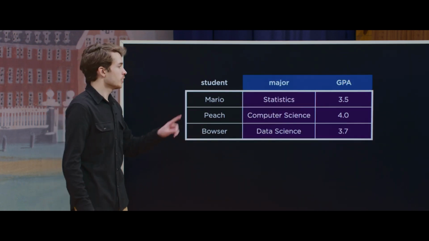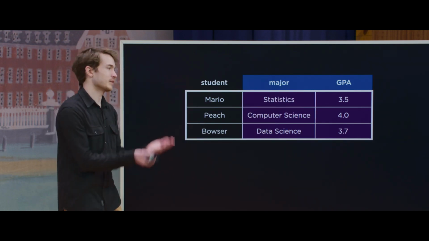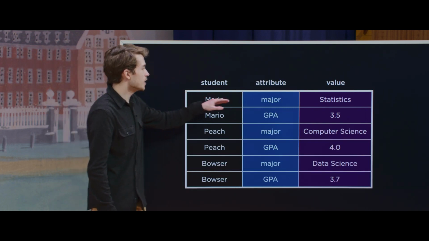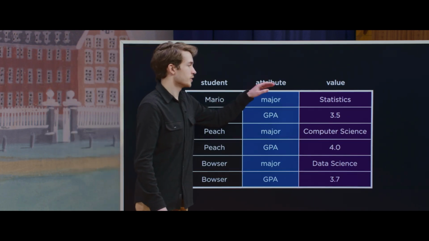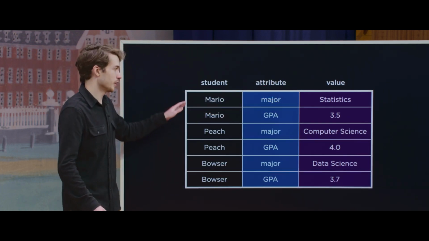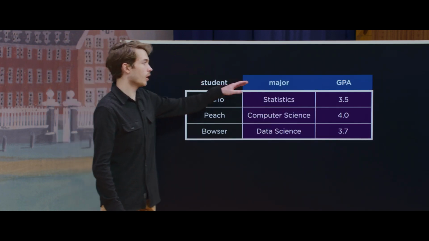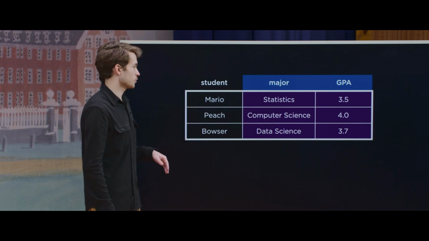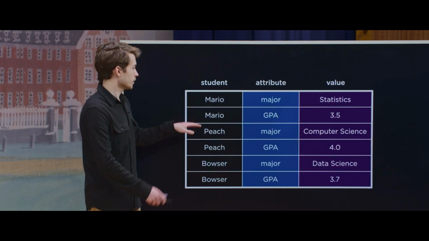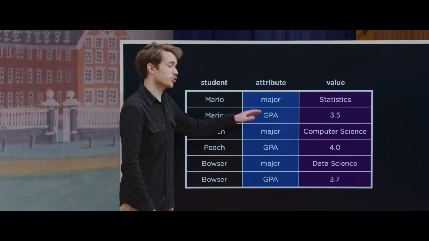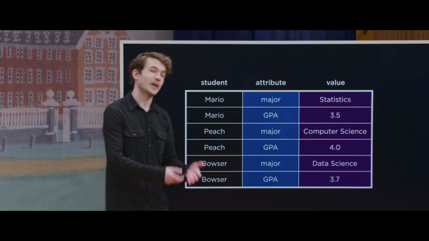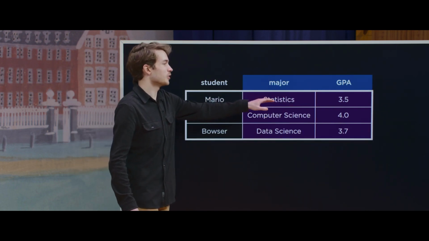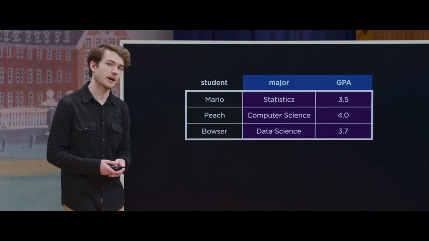Let's focus now first just on Mario to see this visualization happen dynamically. Let's look at Mario here. Notice how Mario's major column should have the value statistics. Let's see what pivot wider does. Major becomes its own column, and what's the value for Mario? Statistics. Let's look now at the next one. Let's go back one more. See, Mario's GPA column should be 3.5. What happens with pivot wider? Well, GPA becomes its own column, and Mario's value is in fact 3.5.